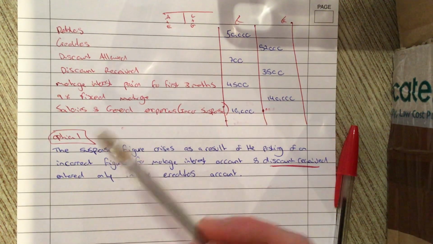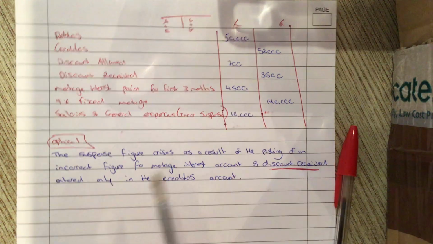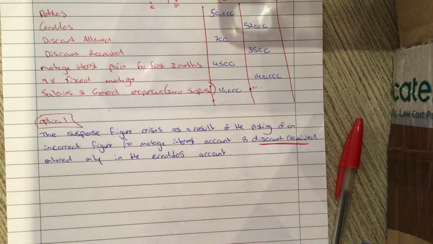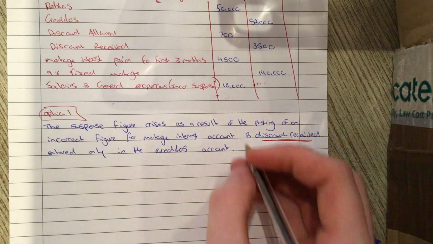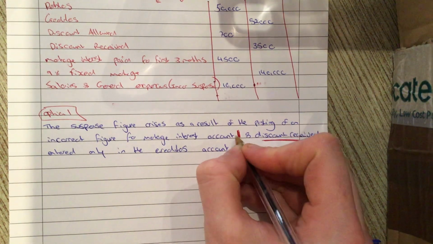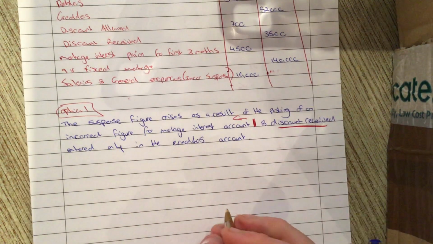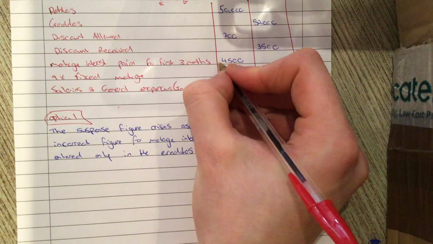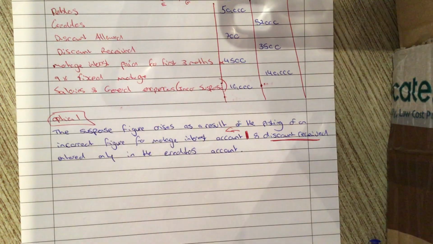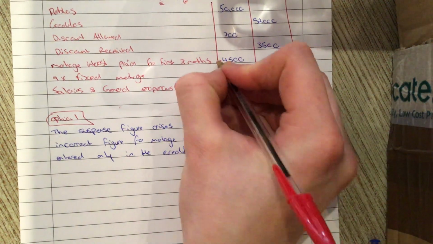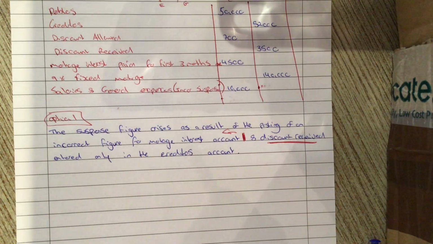Okay, right, first things first. I haven't really changed the figures from the last one, so it's the exact same. Right, suspense figure arises as a result of the posting of an incorrect figure for mortgage interest account, okay? So left of the end, that's the first step, okay? Right, so this figure again is wrong. I need to find the total amount, okay? So it was wrong. I need to find it, okay?